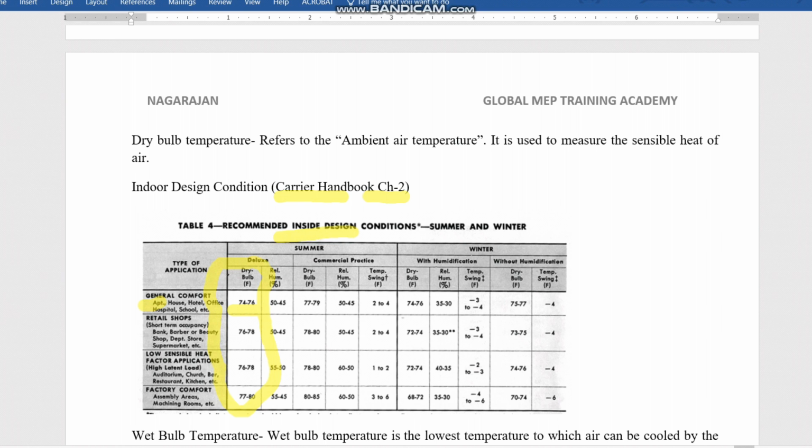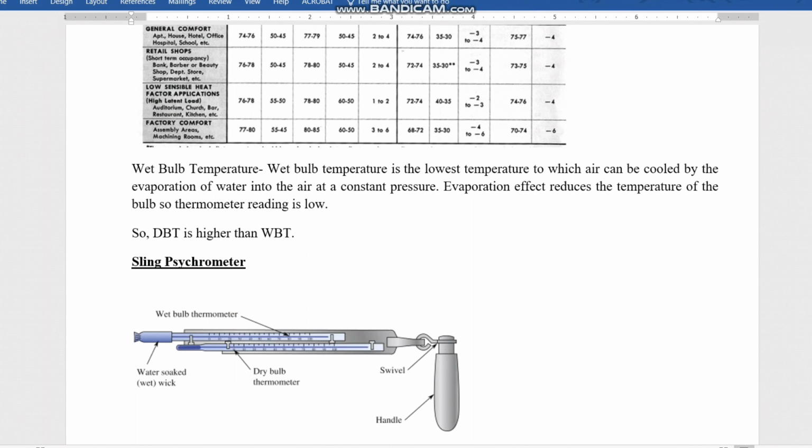Then come to the wet bulb temperature. You can see equipment like a sling psychrometer. In the sling psychrometer, the dry bulb temperature is measured directly. It has two gauges. The first one measures the dry bulb temperature directly. The second one is the wet bulb thermometer, and here you can see a water-soaked wick, that means a wet cloth. The wet cloth is covered over the thermometer. So what will happen here? For example, you apply some amount of air to this area, or you are just simply rotating this handle fast.